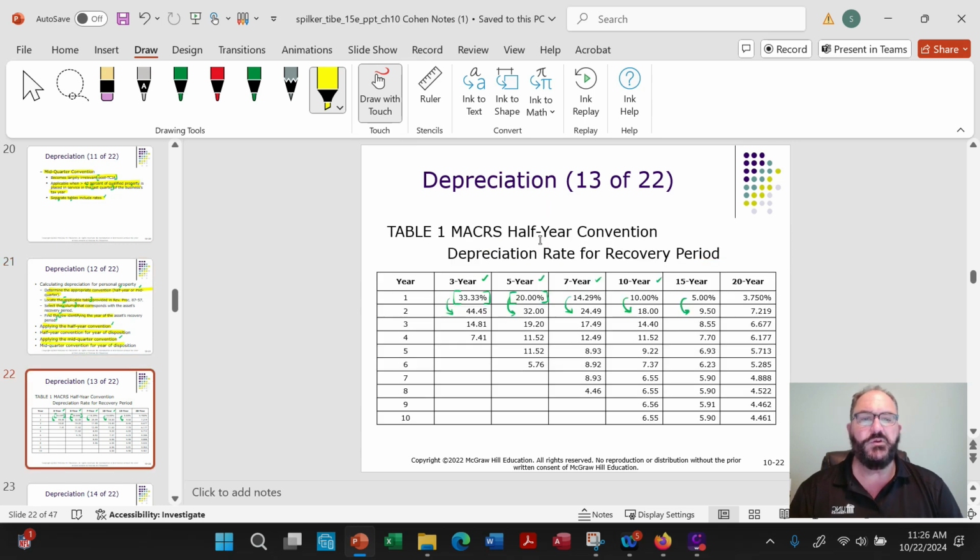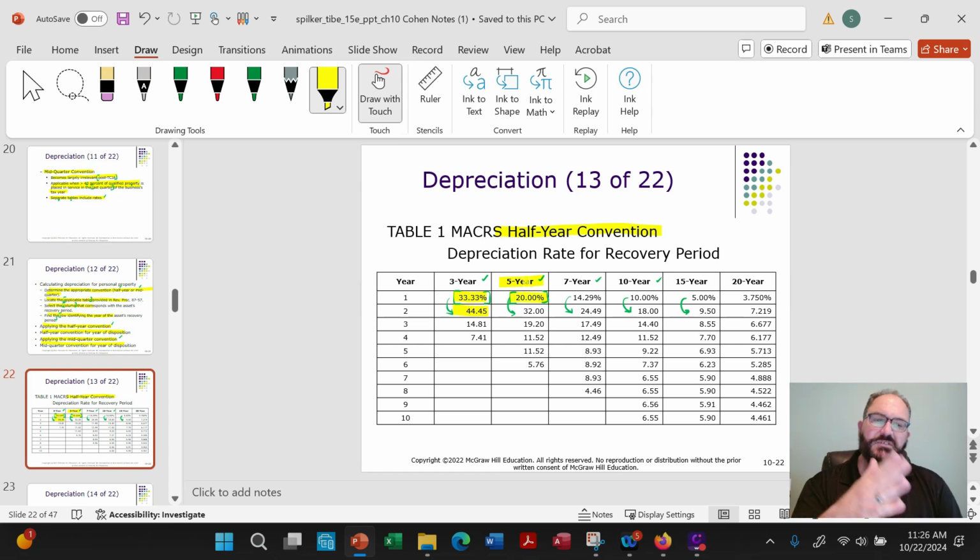Here is the half year convention. So notice the first year is 33.33% for the 3-year. So basically, if you take a look below, see how the second year is greater than the first year? That's because you're only taking half. Remember, this is essentially double declining balance here, okay? But you're only taking half. So if you take a look here on the 5-year, right? Normally if you did straight line, it'd be 20%, right? Double would be 40%, but because you only get half, you get 20%, okay?